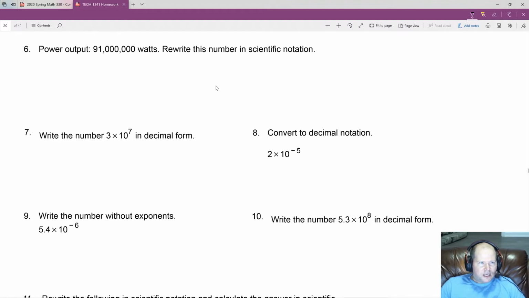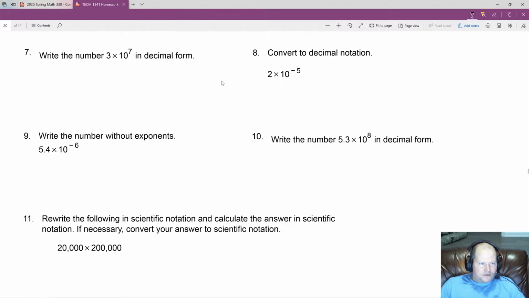Then we try the next one. It's 91 million watts. Rewrite this number in scientific notation. All right, so the first non-zero digit that you see from left to right is the 9, right? So right after the first non-zero digit from left to right, after the 9. And we'd have to move this decimal behind the last 0 over 1, 2, 3, 4, 5, 6, 7 places. So we'd end up with 9.1 times 10 to the, and 91 million is much larger than 1, so it's going to be a positive 7.